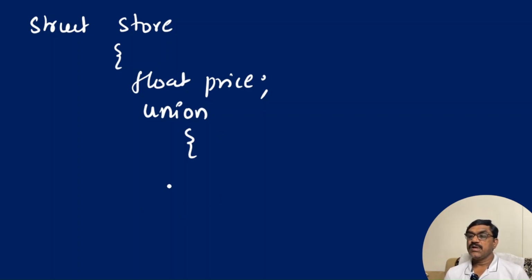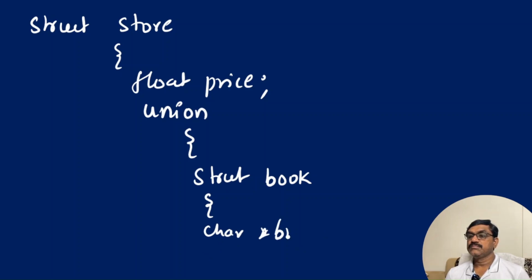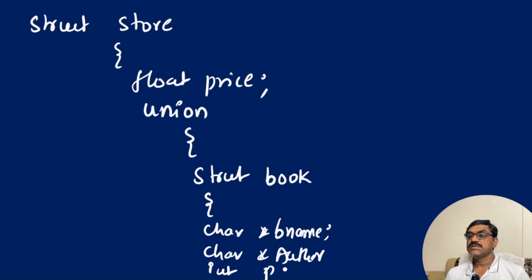Now within the union, what I'm going to do is create a variable called struct book, and here within the struct book, I'm going to take character star book name, next character star author, integer pages, and closing brace, and you end with a semicolon. This is the structure of book.